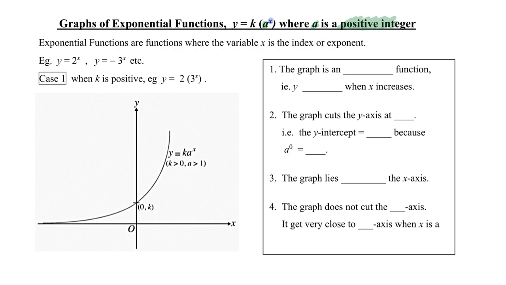Okay, so in this case here, let's explore. There are two particular cases. The first case is where this number k is a positive number. Example will be like 2. Again, do take note that a is a number and it has to be a positive number, and x will then be the index, the power.